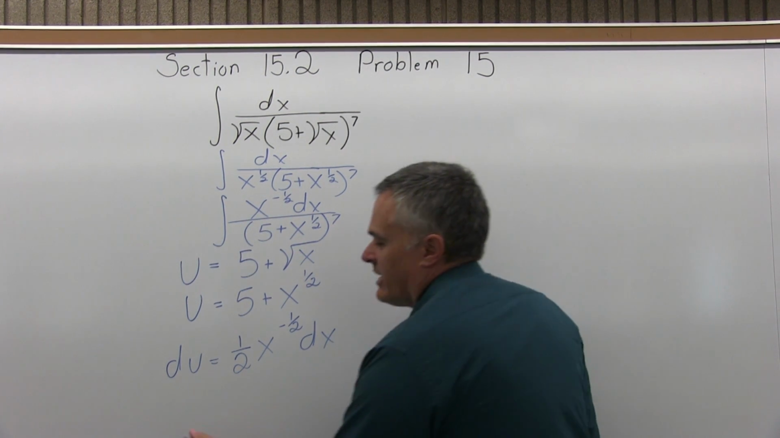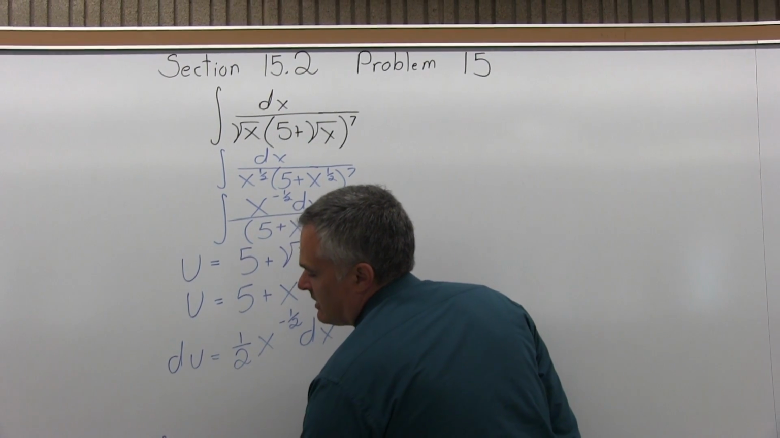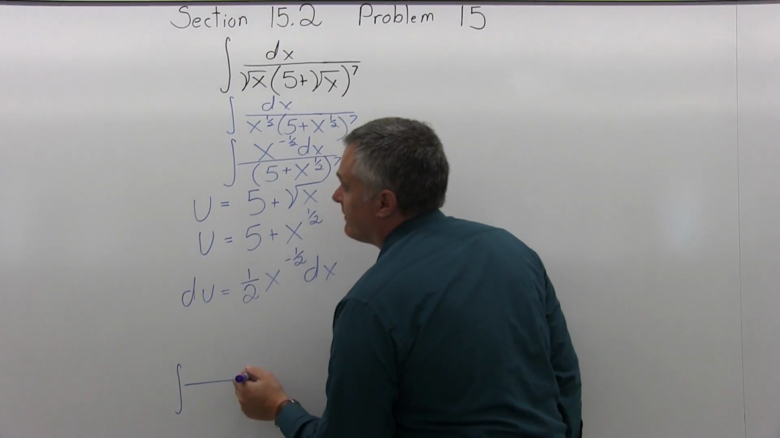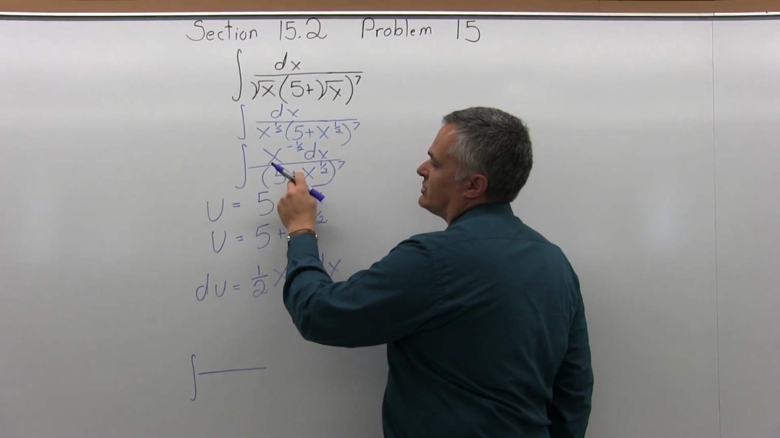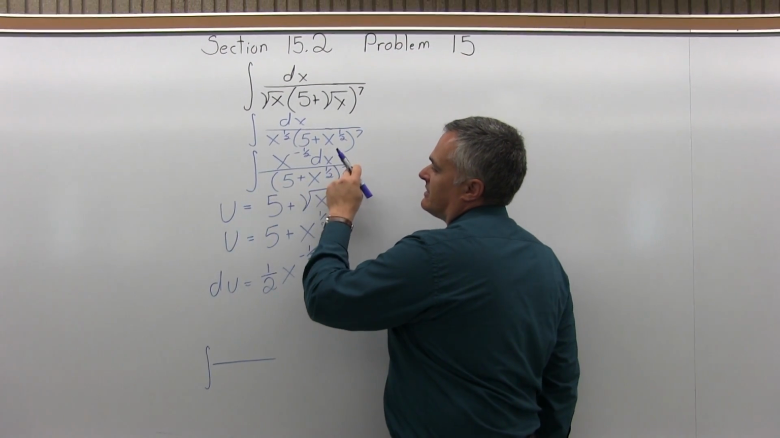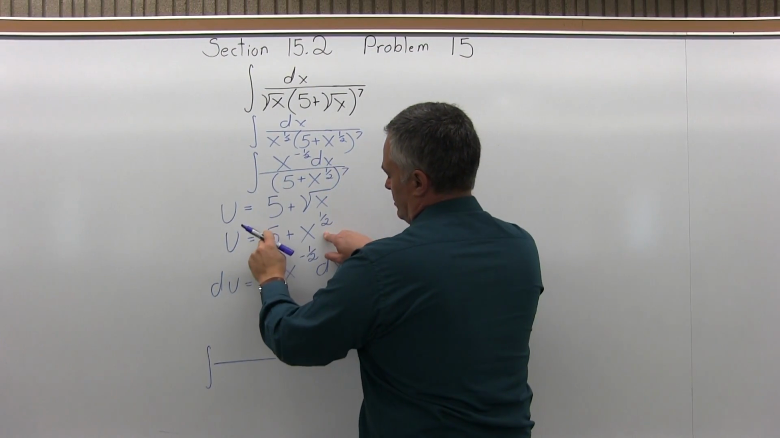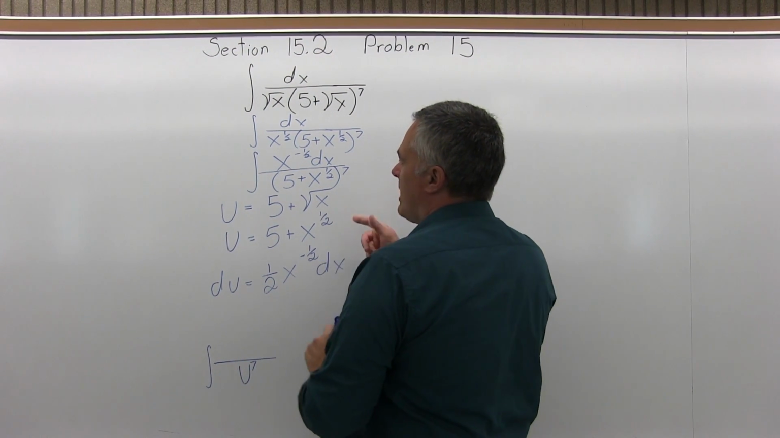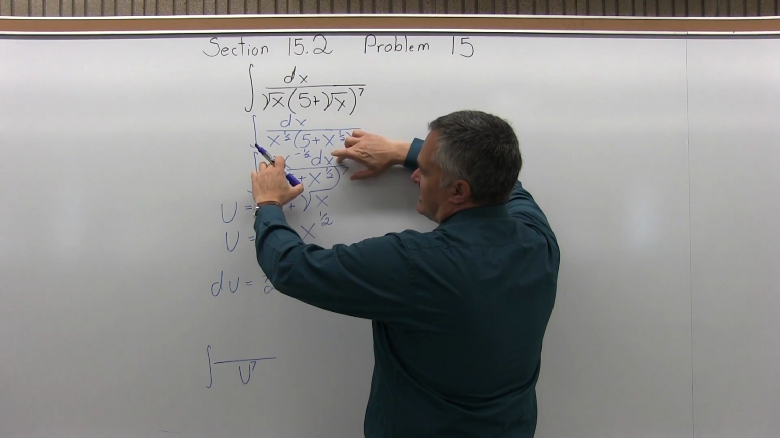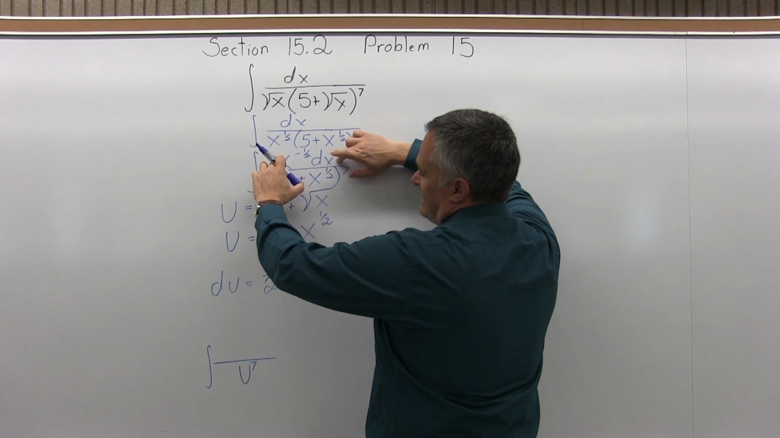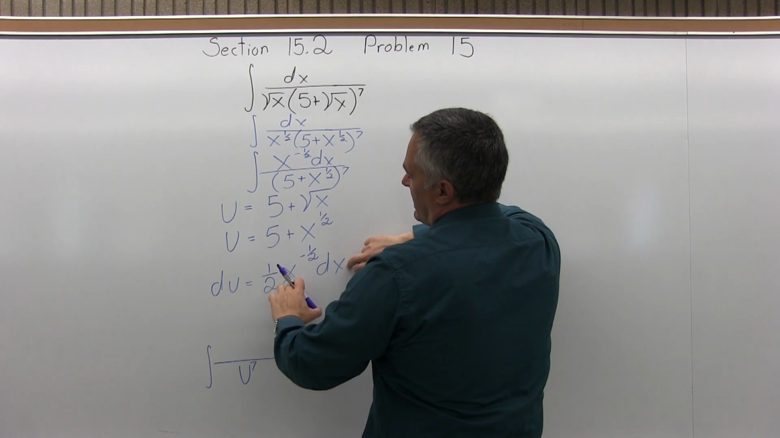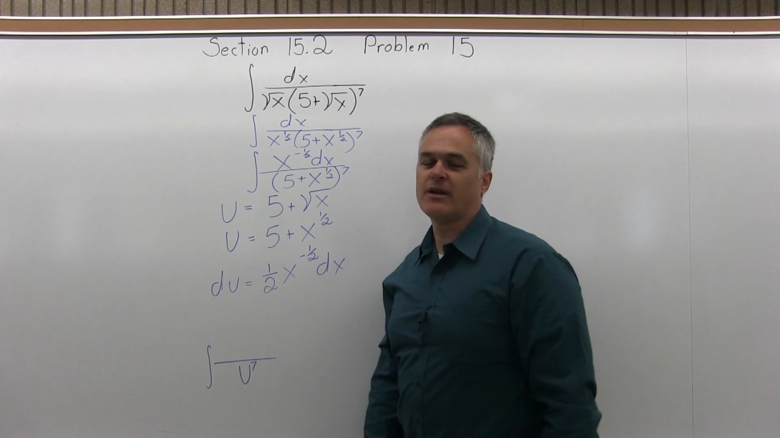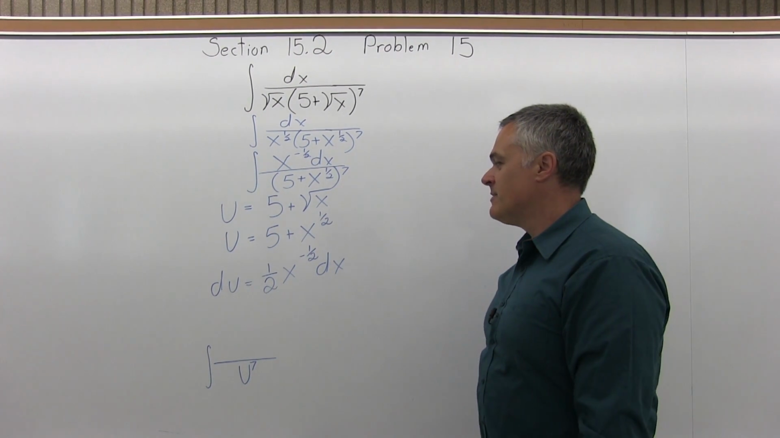So let me rewrite this. I'm going to have the integral of, the denominator is an easy match. 5 plus x to the 1/2 to the 7th becomes u to the 7th. No problem. Now the top isn't a perfect match. I need to replace x to the minus 1/2 dx. Pretty close. X to the minus 1/2 dx. It's times a half in front. I have to cancel the half.